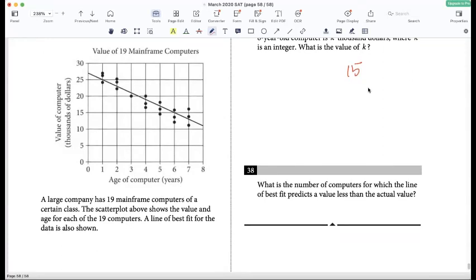What is the number of computers for which the line of best fit predicts a value less than the actual value? So less than the actual value means the dots are above the line, right? Because it is for those dots that the line predicts a value which is less than the actual value. So that's 1, 2, 3, 4, 5, 6, 7, 8, 9. So for 9 values, it predicts a value less than the actual value.